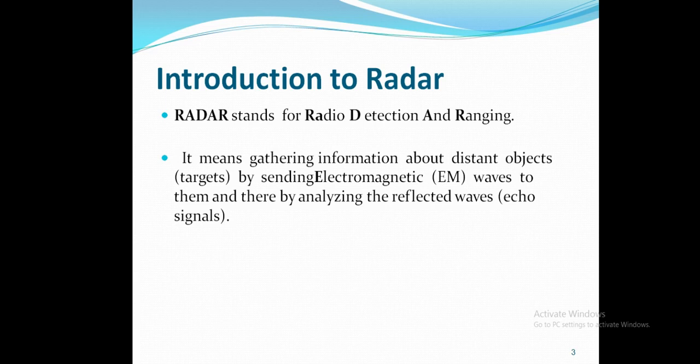So how can we get the information from the distant object? By sending the electromagnetic waves to them and thereby analyzing the reflected waves. So the signal that comes back from the target is called an echo signal. Okay. So here higher frequencies produce the best echoes, make it possible to detect even small targets and permit the use of small antennas.